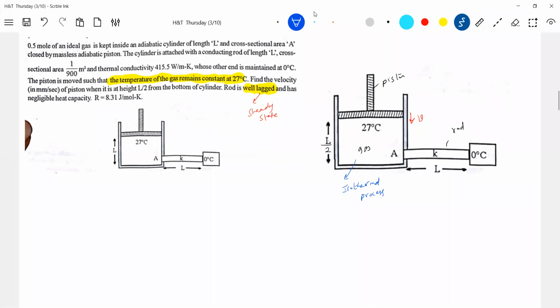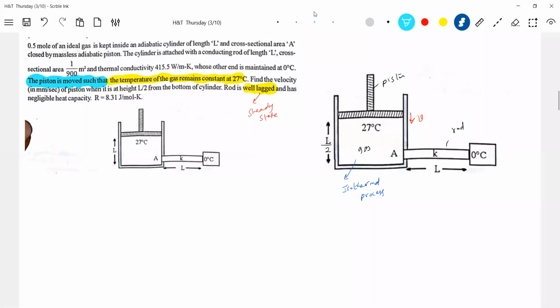Next, after getting this, as the gas undergoes an isothermal process, why will heat flow through the rod? Let's check it here. The piston is moved, and moved means some external agent will move it.